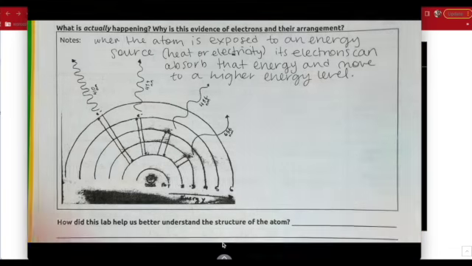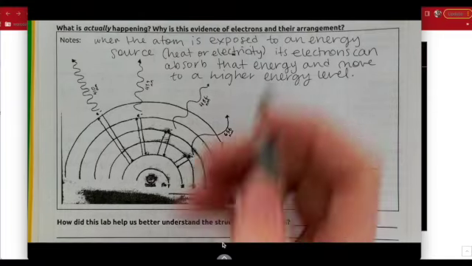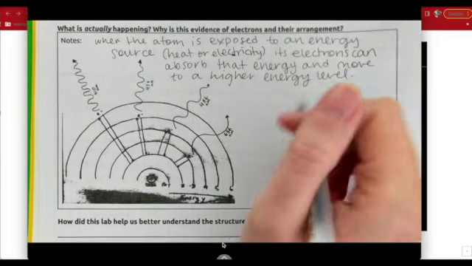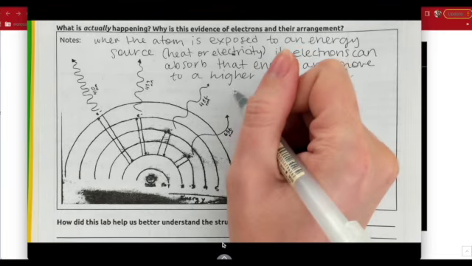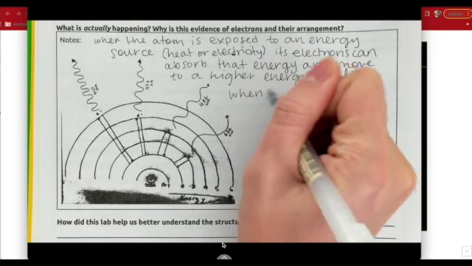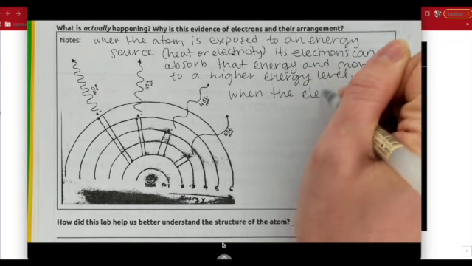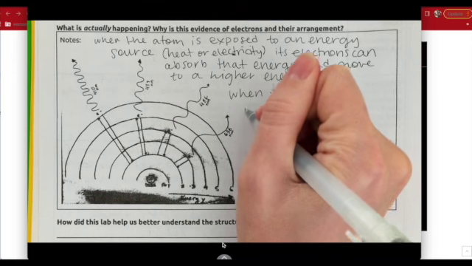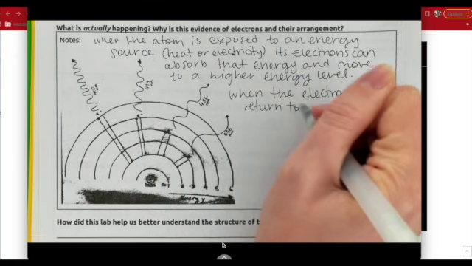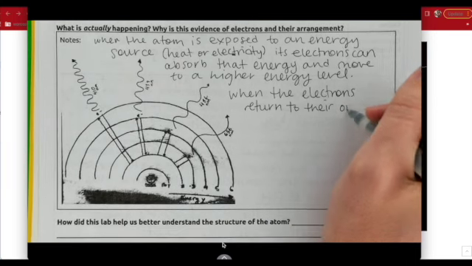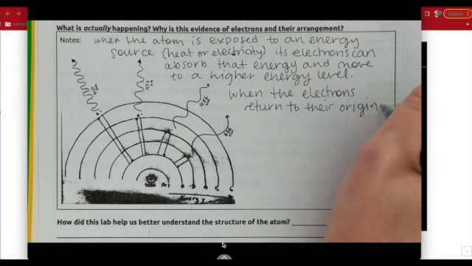Now, when the electrons return to their original energy level, because they have to, they can't stay up there. It's not really stable for them to stay up there. So when they return to their original level, they have to release all of the energy they absorbed, and they release that energy in the form of light. So everyone should be writing this down in their packets: when the electrons return to their original energy level, they release the absorbed energy in the form of light.